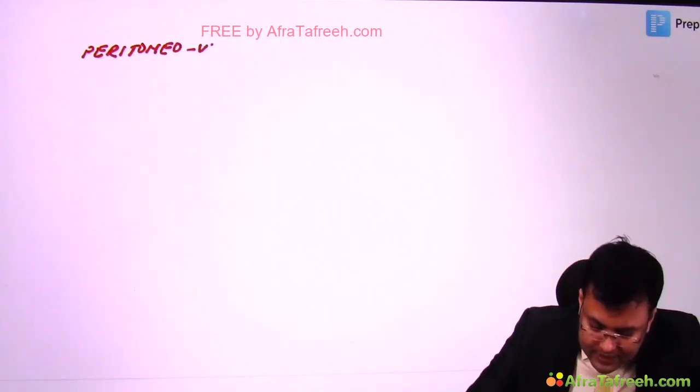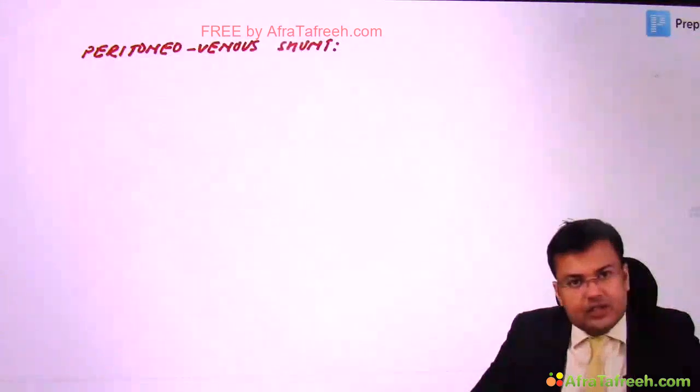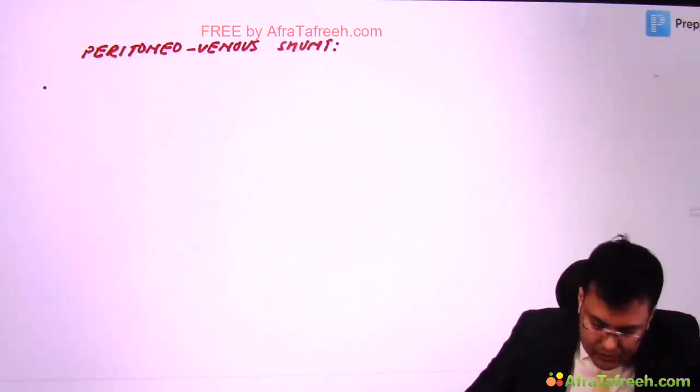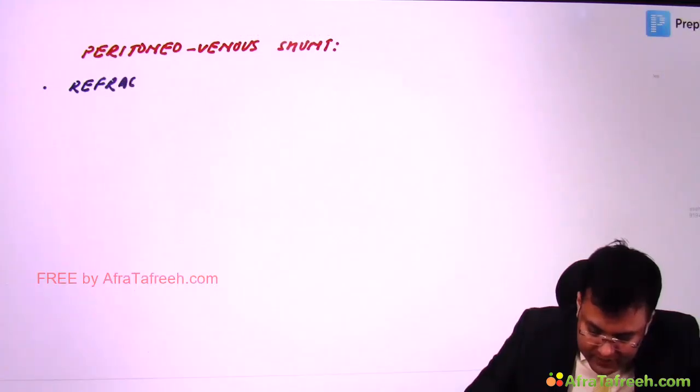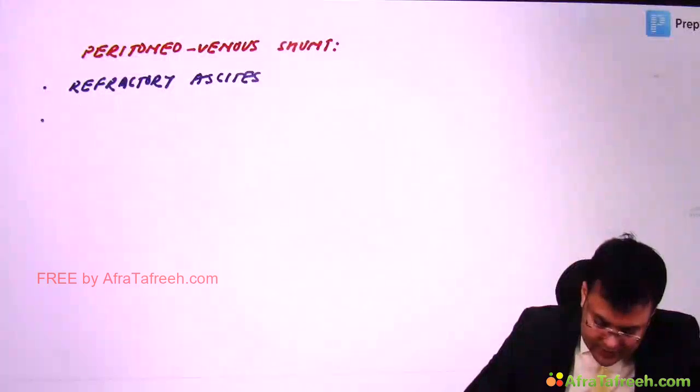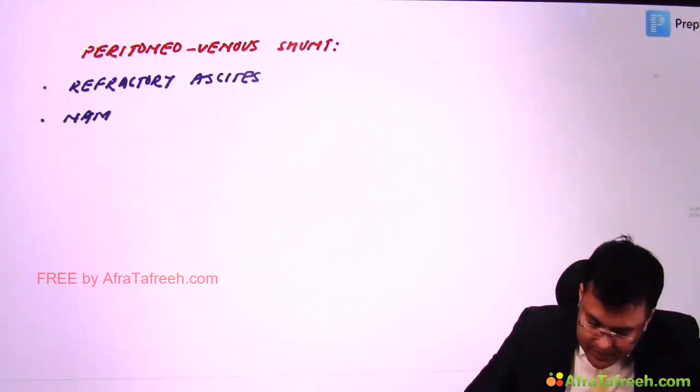So what are the names of the peritoneovenous shunts which are used? Peritoneovenous shunt. Okay. So what is the indication? It is for refractory ascites. So this is used in refractory ascites. What are the names of the shunts? Names you have to remember.